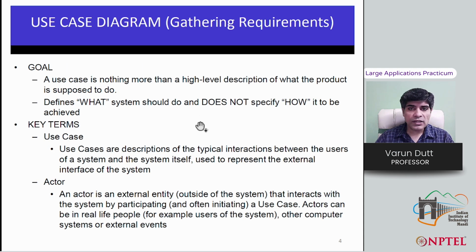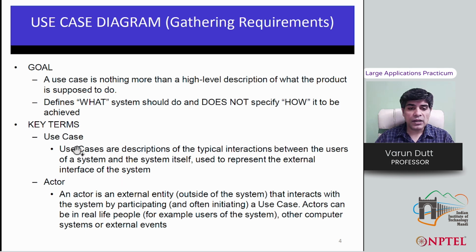A use case is nothing more than a high-level description of what the product is supposed to do. So this basically defines what the system is supposed to do and does not specify how it is to be achieved. Key terms in a use case are descriptions of the typical interaction between users of the system and the system itself, used to represent the external interface of the system.